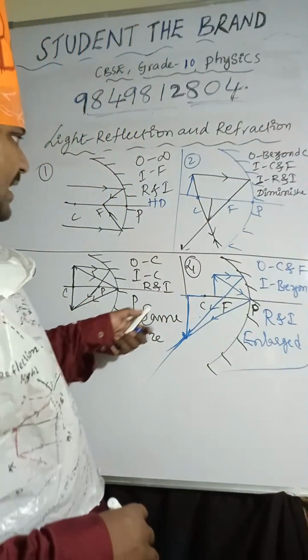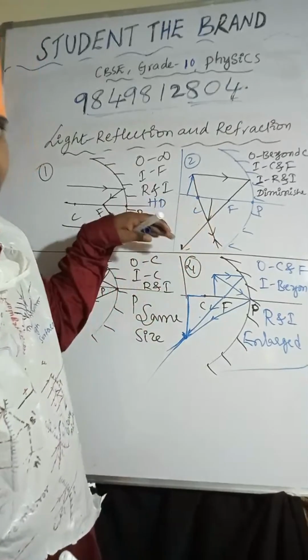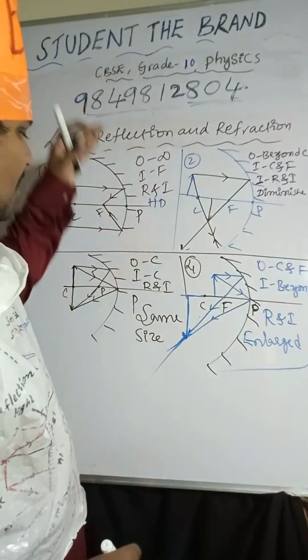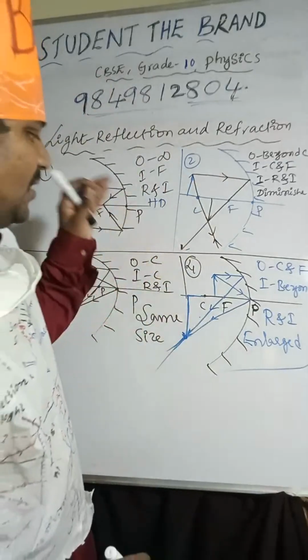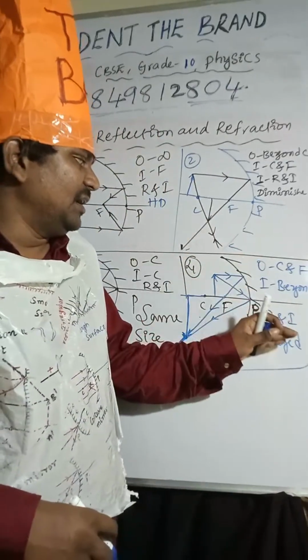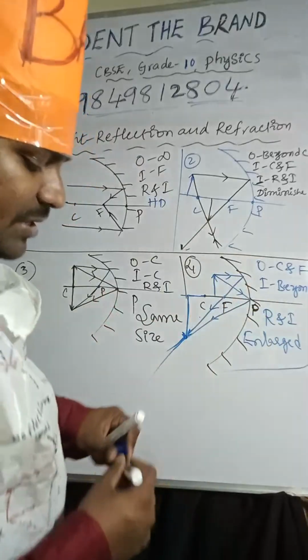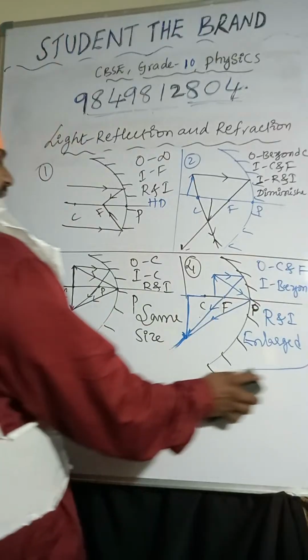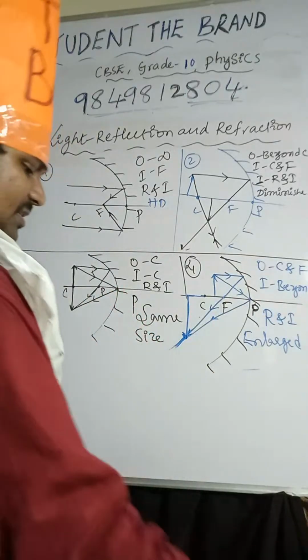Except in this case, remaining before this case, image is real and inverted and diminished. After this case, real and inverted and enlarged. Next one, fifth one, where object is placed.